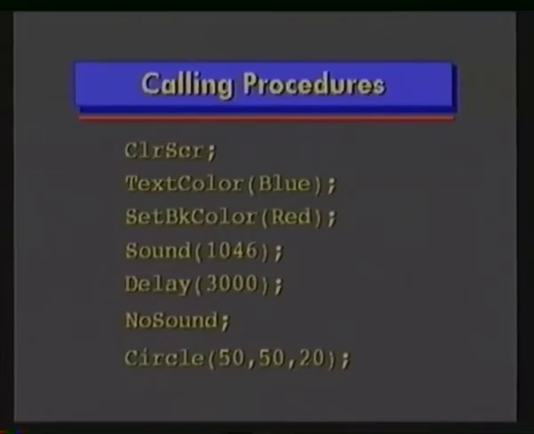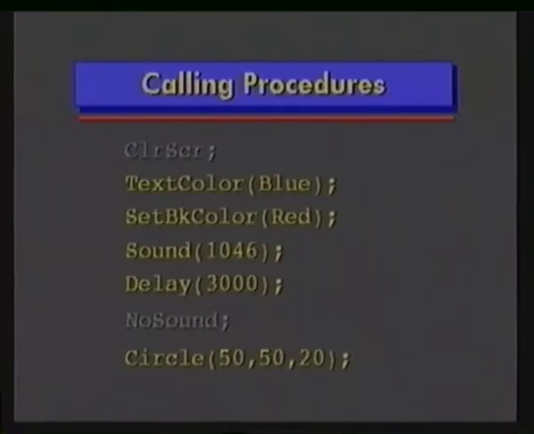Here are some examples of procedure calls we've seen in previous lessons. All of these procedures are called by their names. Of them, clear, skr, and no sound are the only ones that are wholly self-contained. That is, the only ones that do not pass information into the procedures when we call them. The remaining procedures all use an argument list to pass values into the procedure.